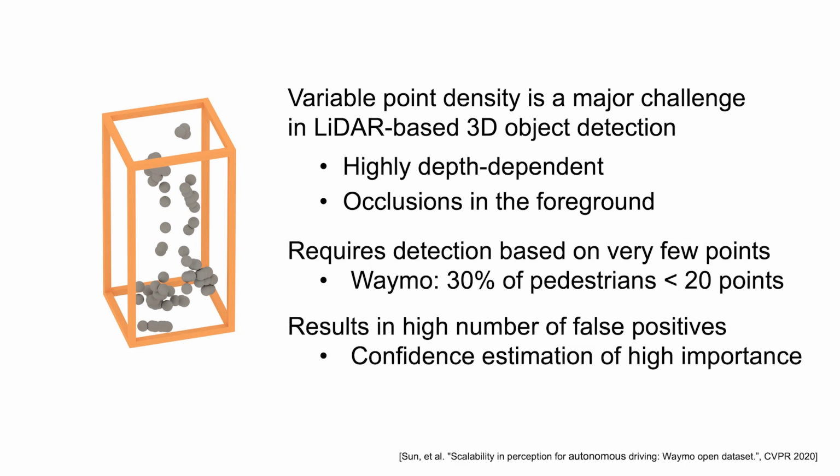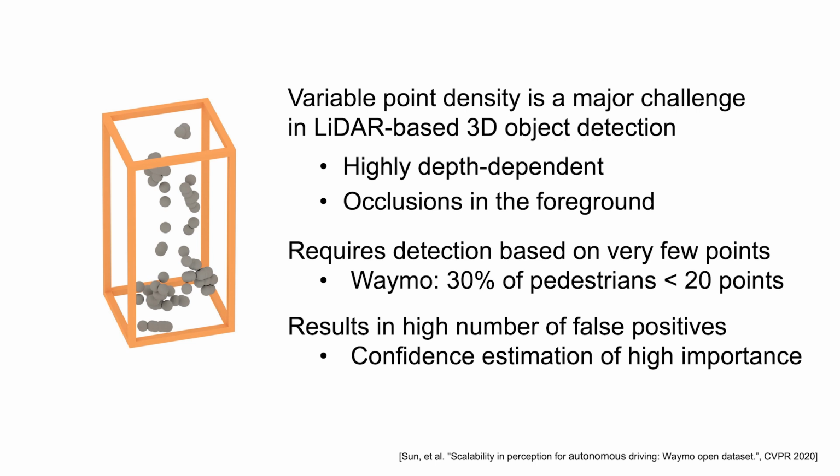This often requires detecting objects based on very few data points, which is especially true for classes with smaller spatial dimensions, such as pedestrians and cyclists. For example, in the Waymo dataset, about 30% of all annotated pedestrians consist of merely less than 20 points. Detecting these sparsely sensed objects naturally leads to a large number of false positive detections at test time.